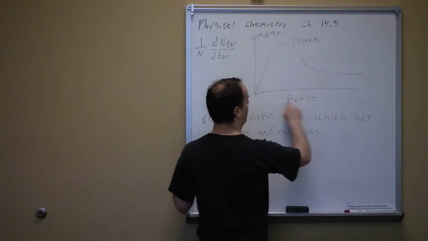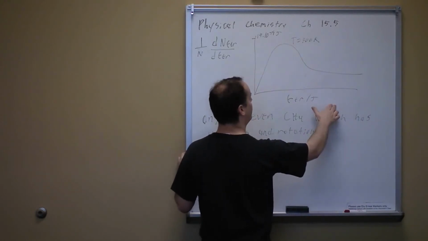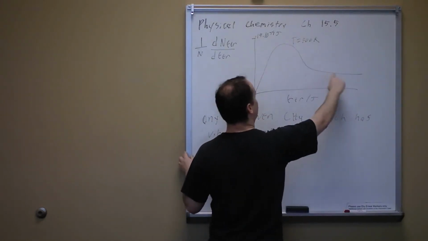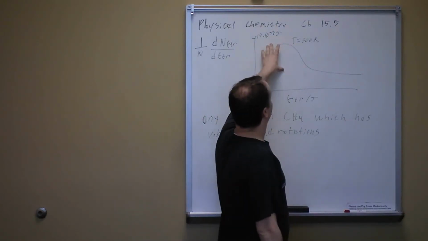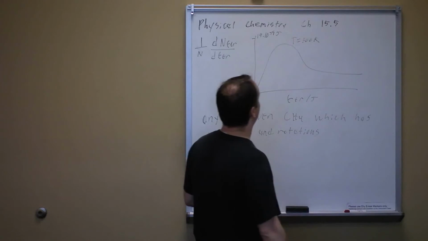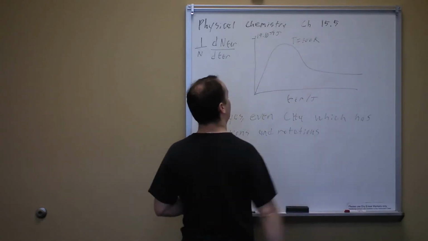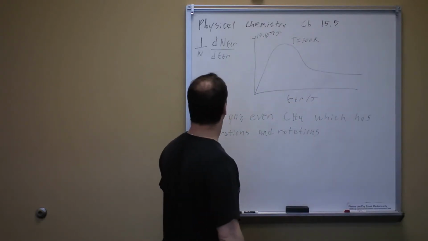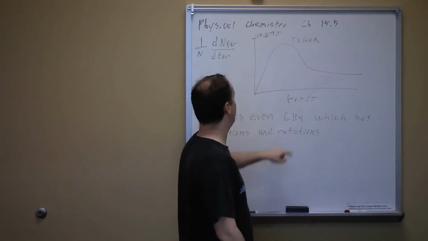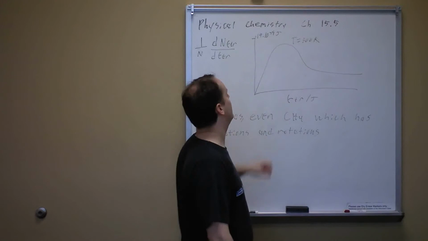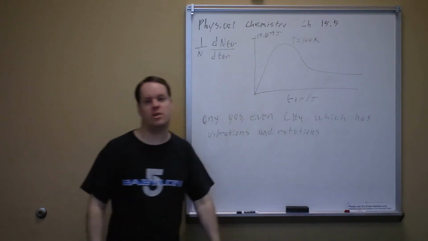So here we have different energies of translation for molecules. Our whole curve is at a temperature of 300 kelvins. And the reason there's only one curve here is because it doesn't matter what substance. This curve would be true for helium, argon, neon, even methane. Methane, remember, also has vibrational and rotational energies. But what matters here is the translational energies.